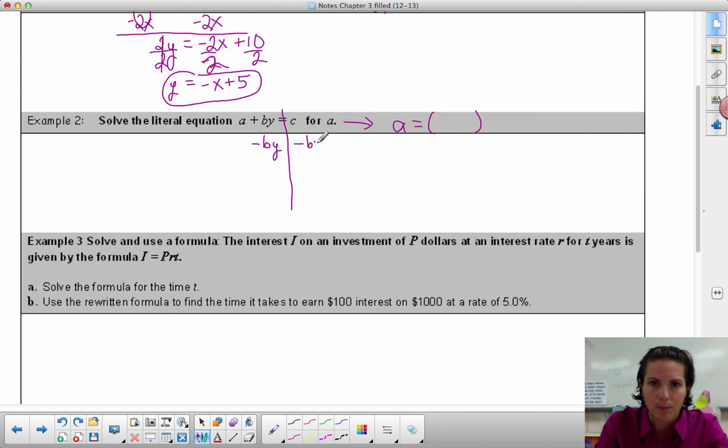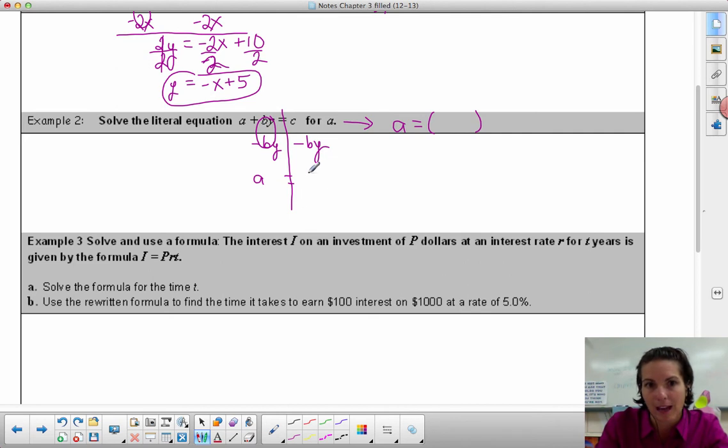Subtract b times y. So when I subtract, I get a 0, and I end up with a plus 0, so just a, equals. These are not like terms. When you're not dealing with x and y, I'm not so worried about order.